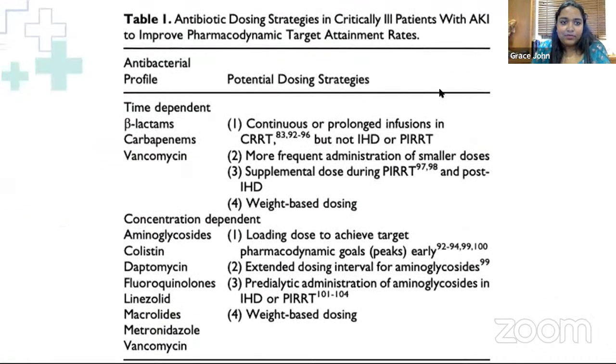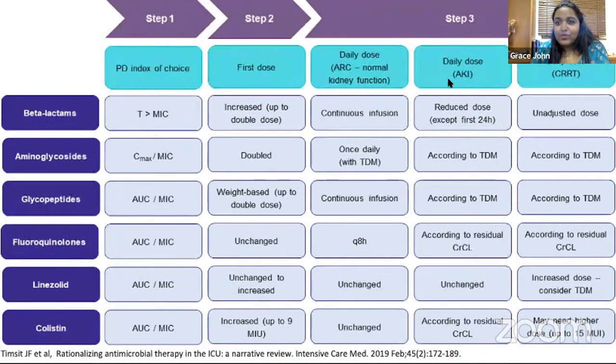And like I said, based on how to attain the pharmacodynamic targets, based on the PK/PD parameters, for time dependent and concentration dependent antibiotics, you have how to dose them differently. And again, one of the good articles that I could find is regarding how to choose, for time dependent and concentration dependent, the AUC based classification of antibiotics, how to give the first dose, the daily dose, how to dose them if you are thinking about augmented renal clearance, when it comes to AKI, and when it comes to CRRT.